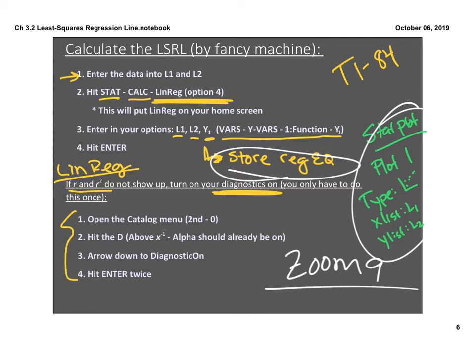You only need to do this one time, unless for some reason you have to reset your calculator, then you might have to do it again. But once you turn your diagnostics on, they just stay on until you either reset your calculator or turn them off yourself. So you would go into the catalog, you'd hit the D, go down to diagnostics on, you'll hit enter to put it on your home screen, and then you'll hit enter again and it'll say done. When you see done, then you can go do LinReg again and you should see R and R squared show up.